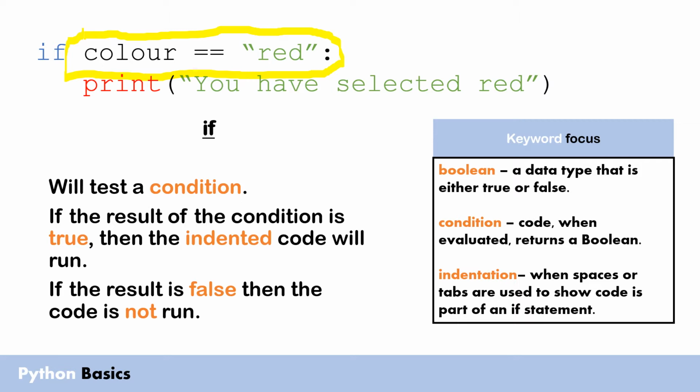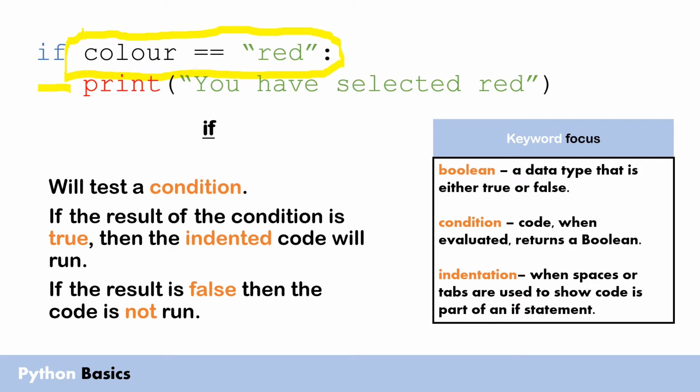So here I've got a variable color, and if the color that's inside this variable, or the text that's inside it, is equal to the text red, then that condition becomes true. If it's anything else, the condition becomes false. When the condition's true, it will run the next line of code, which I've kind of dashed. If the condition is false, that code will not run.